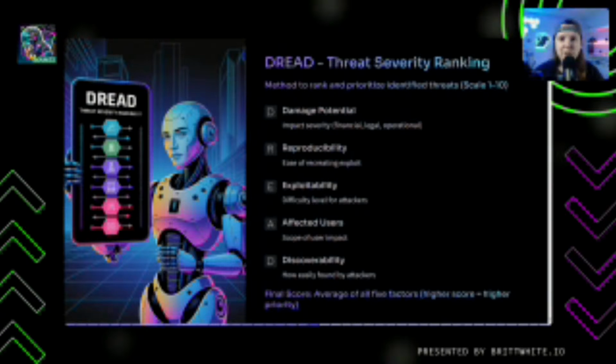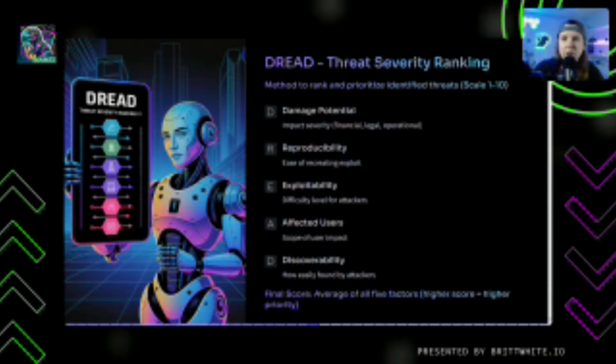R is for reproducibility. How easy is it to reproduce this exploit? Again, use a scale from 1 to 10, where 1 is very difficult and 10 is easily reproducible or automatable. Consider the attacker skill level needed and exploit complexity.